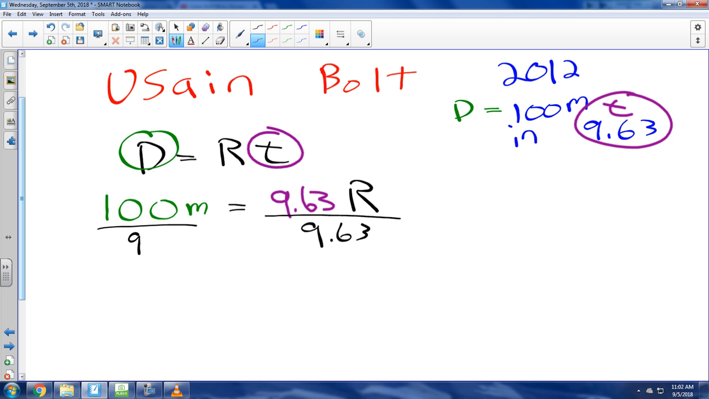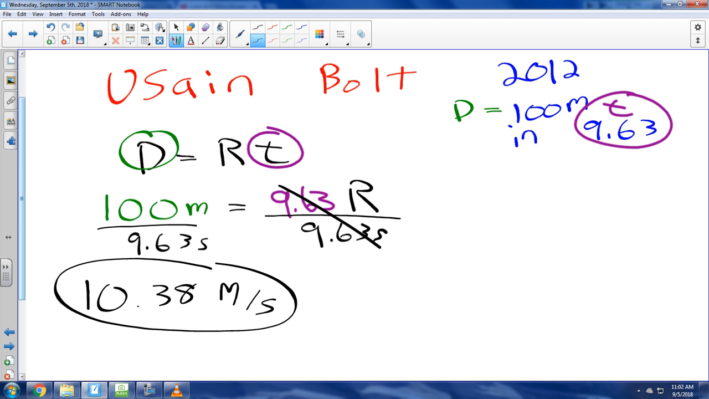If we divide by 9.63 seconds, we will get how many meters per second he went. So 100 divided by 9.63 is how fast he went. He went 10.38 meters per second, okay? That's close to 10.38 yards per second, because yards and meters are close. That's how fast Usain Bolt was going.